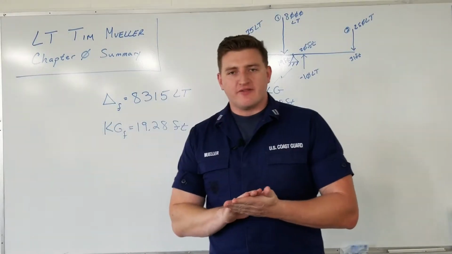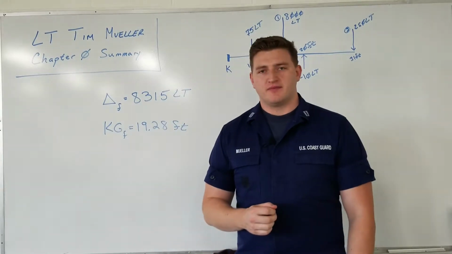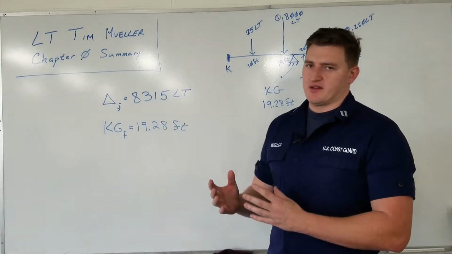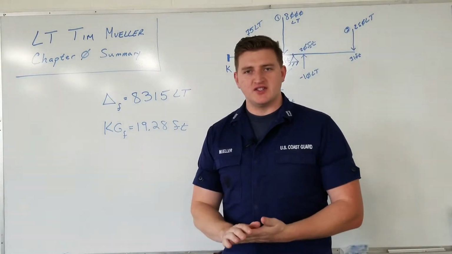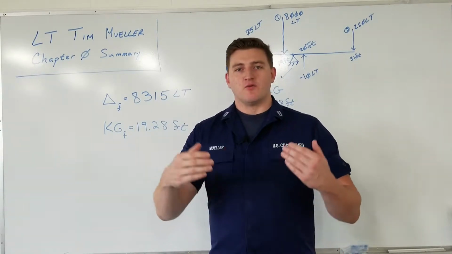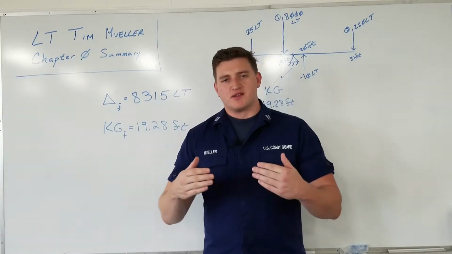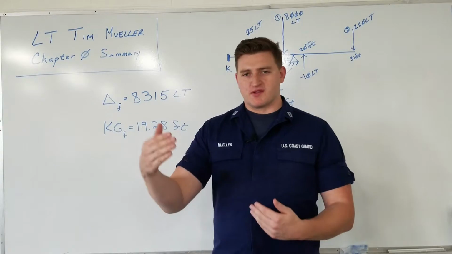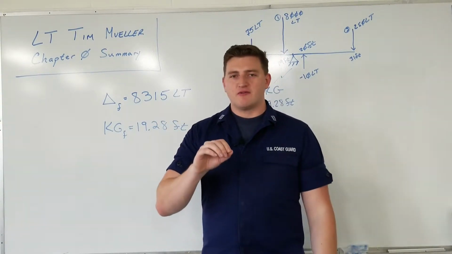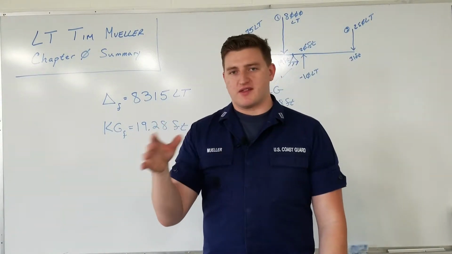All right, now as you saw from that screen, you should have had a final displacement of 8,315 long tons and then a final kg of 19.28 feet. That makes sense. We had a ship that had an original kg of 19. We added a lot of ammo up high with the missiles, so we had a very strong moment moving us up that way. We also added some stores down low, which was going to shift that center of gravity down a little bit because of that influence, but not as much as the ammo. And then we removed some potable water from a little bit higher than where that 19 was. That was at 20 feet.